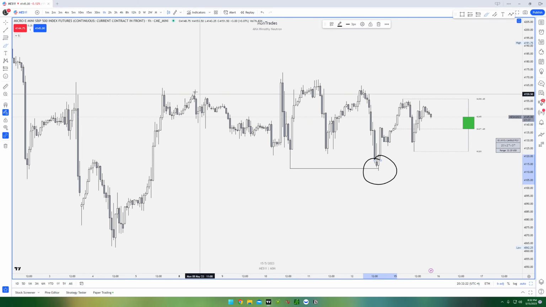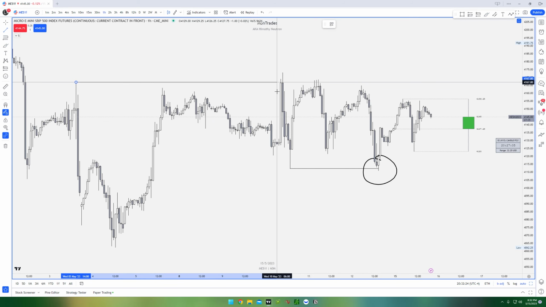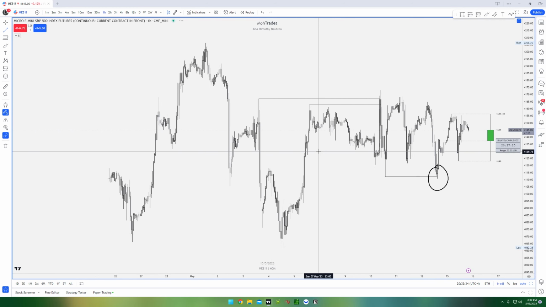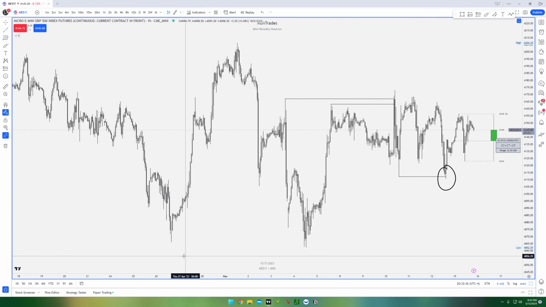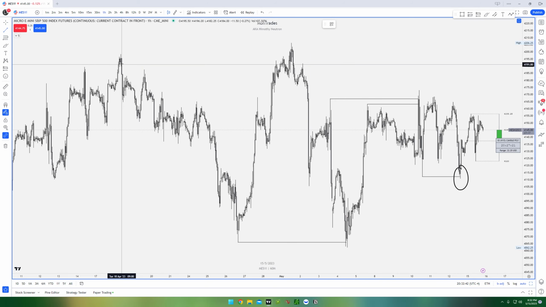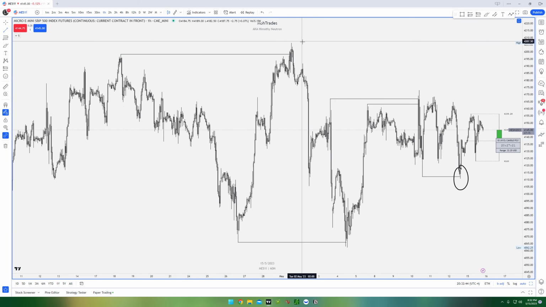And we short a significant high created, okay? Significant high created over here, okay? Significant high created over here, okay? We just buy a significant low and short a significant high. It's a snooze fest, okay? I know it's easy, but it's a snooze fest. Significant low created, buy that, significant high created, short that.